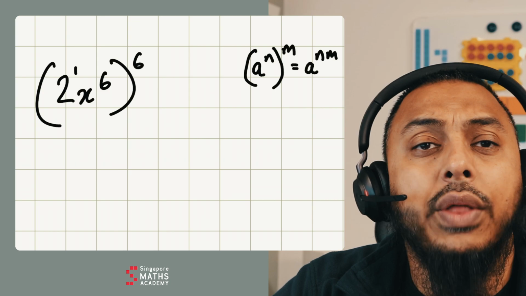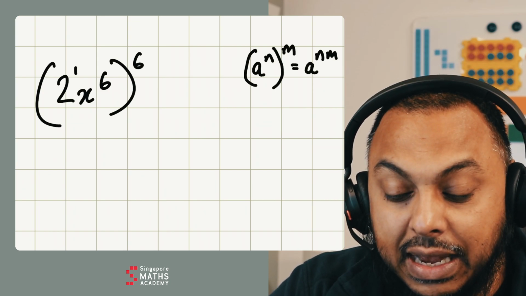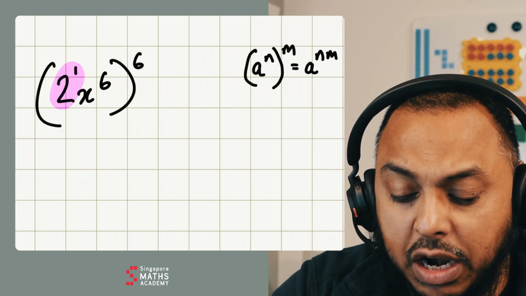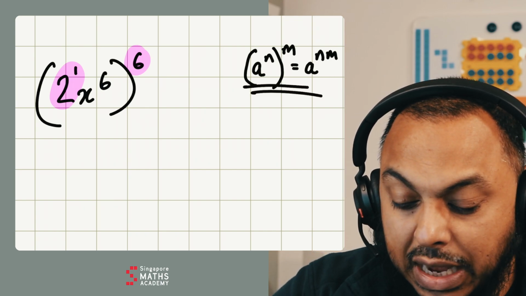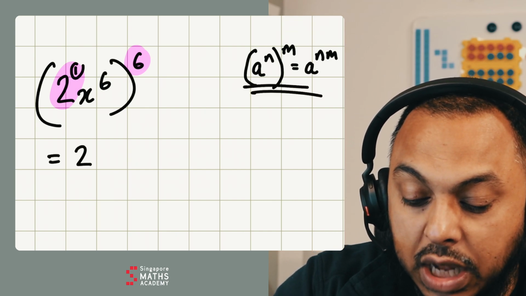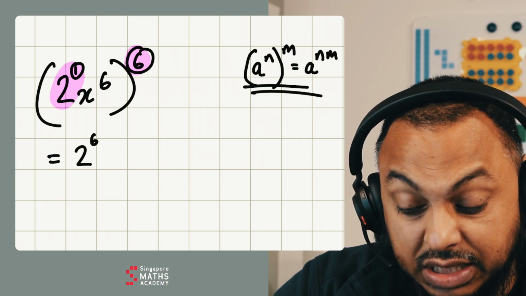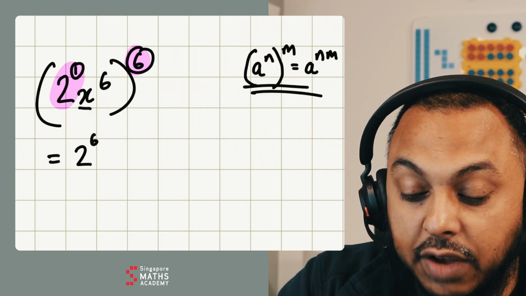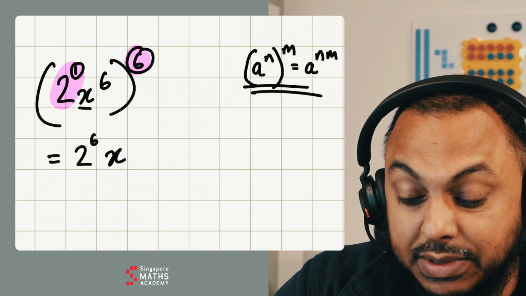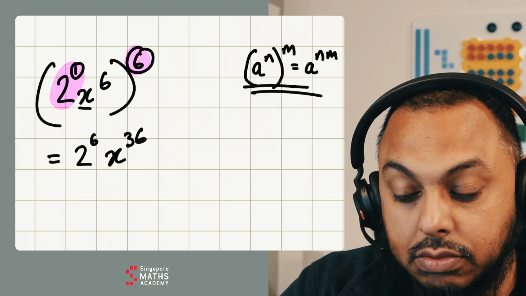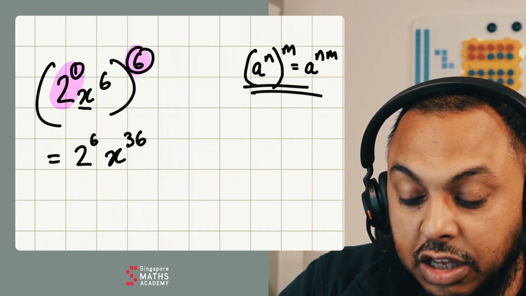And so one thing we can do from here is realize that actually this is 2 to the power of 1 to the power of 6. So we can use this rule and think of it as 2 to the power of 1 times 6, which is just 6. And then x to the power of 6 to the power of 6, which is x to the power of 6 times 6, which is 36, right? And so we can think of it in that way.